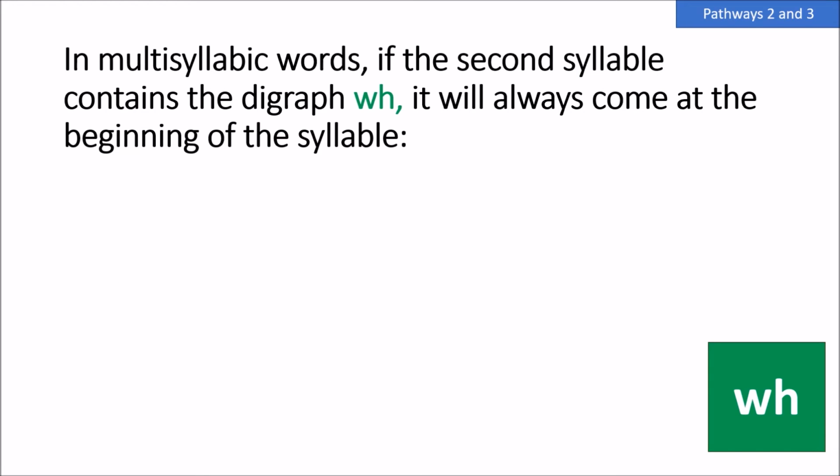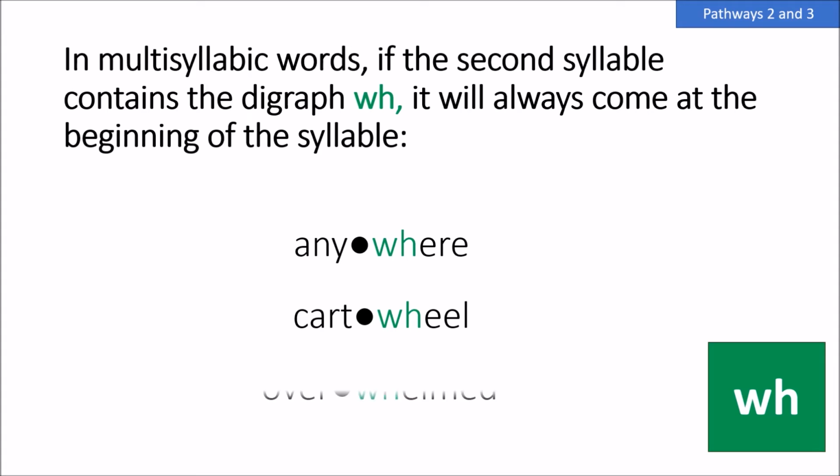In multisyllabic words, if the second syllable contains the digraph wh, it will always come at the beginning of the syllable. For example, anywhere, cartwheel, overwhelmed. Notice that the wh is always at the beginning of the second syllable in these words.